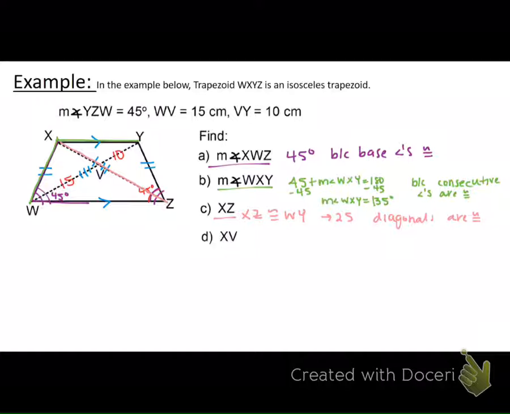What do you guys think the measure of XV is then? This is XV. What do you think this is? What does it look the same as? VY, right? And what is the length of VY? So this must be. Okay.